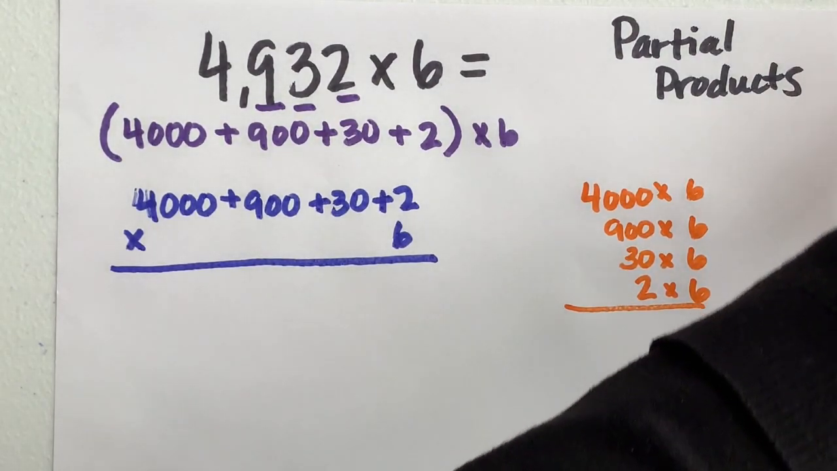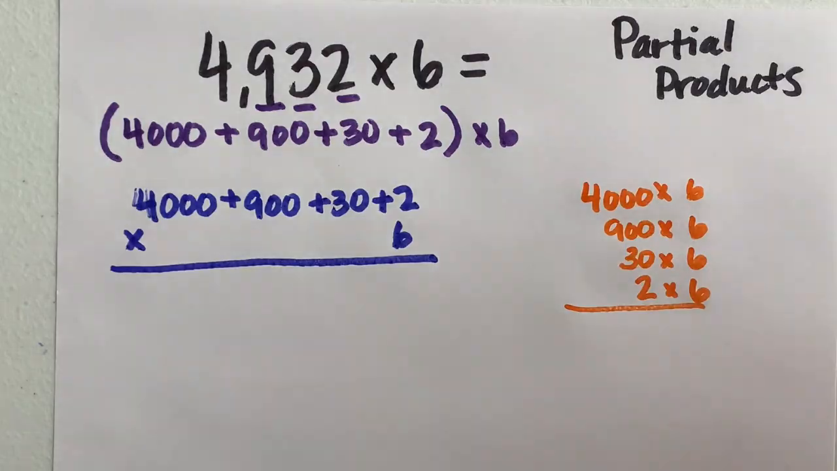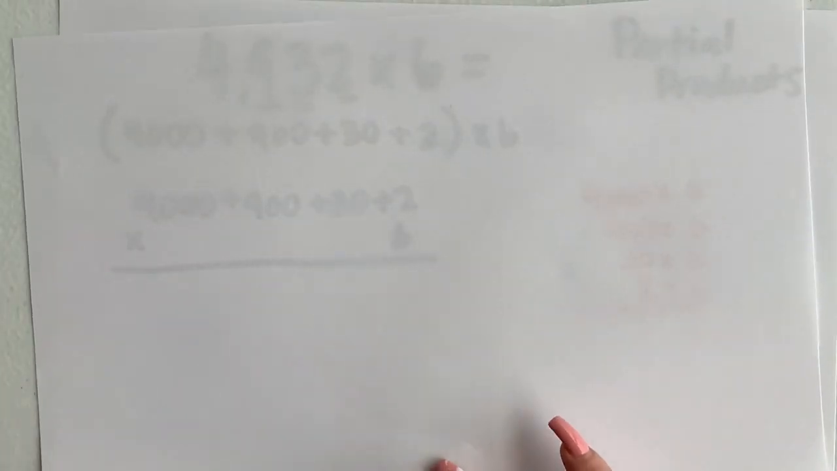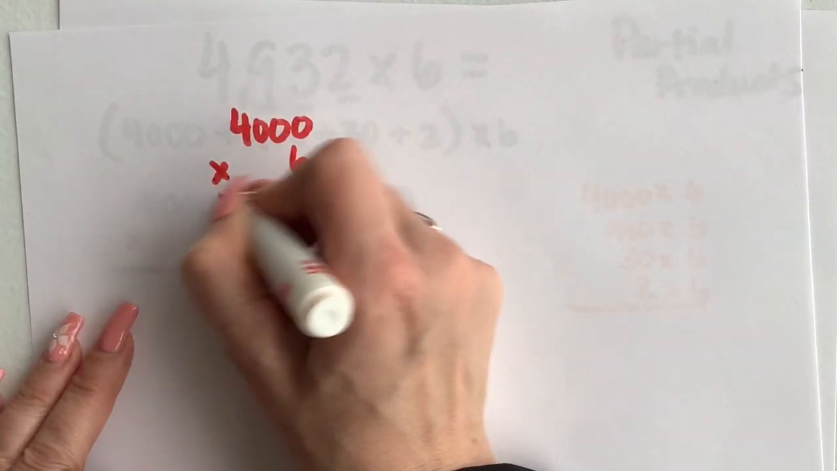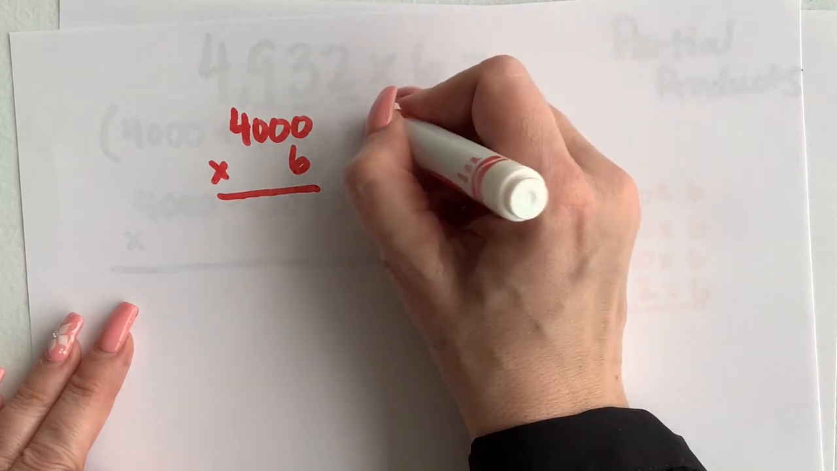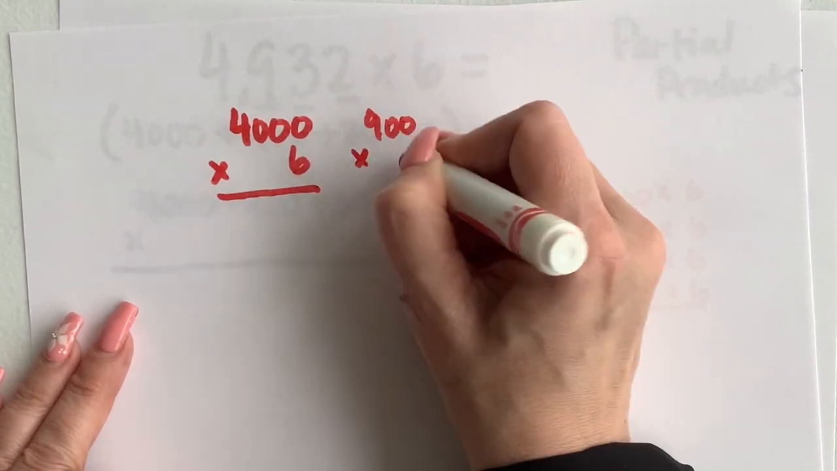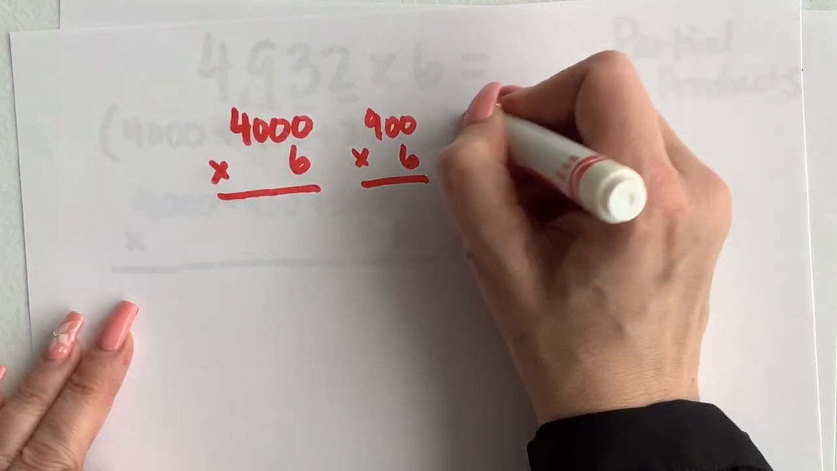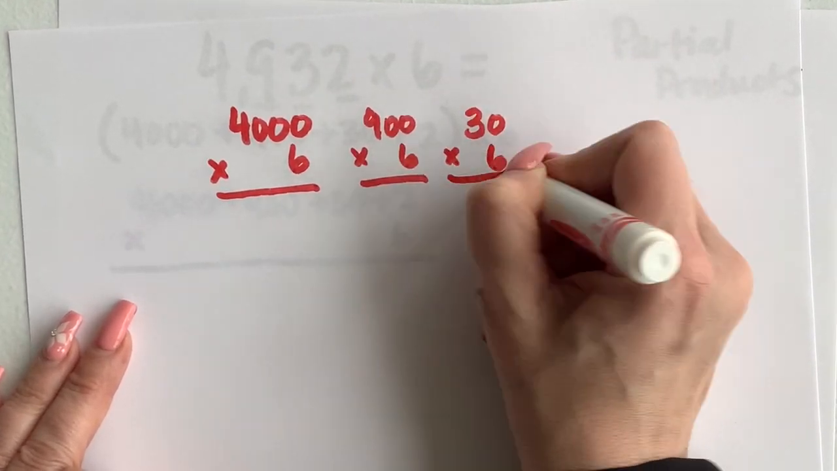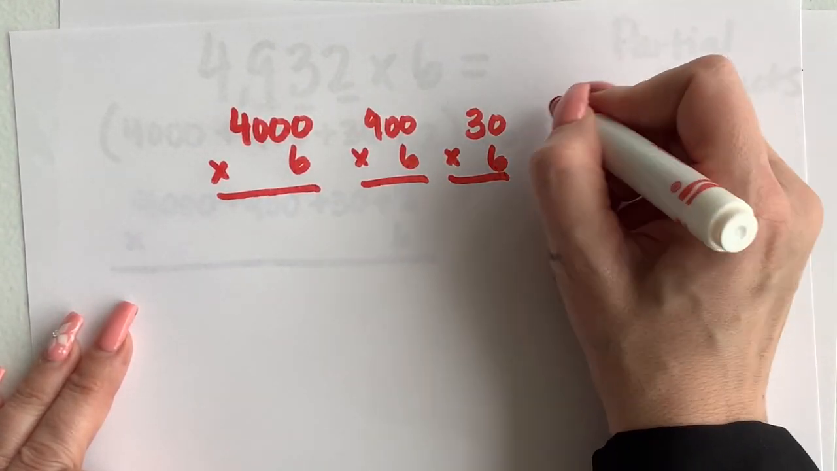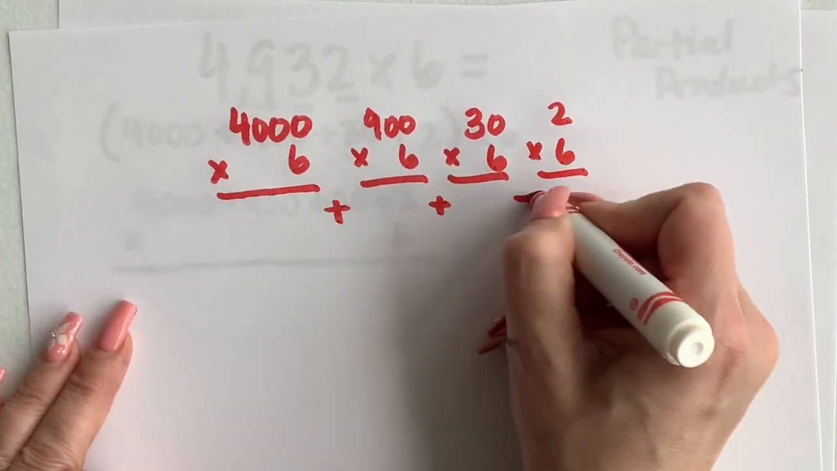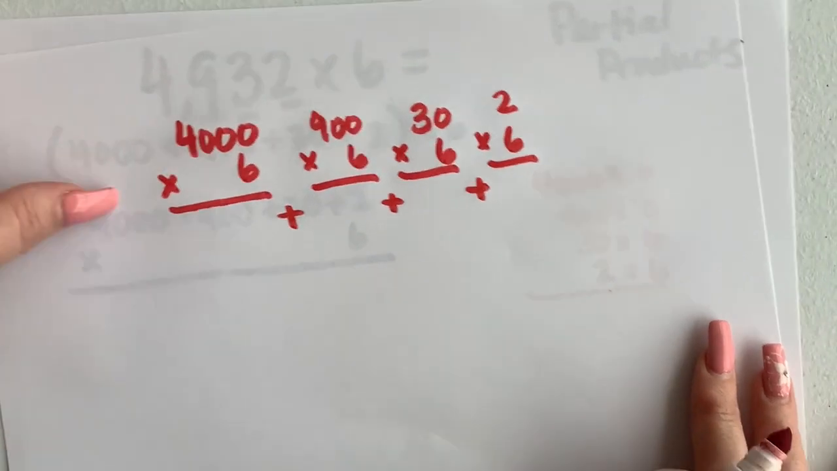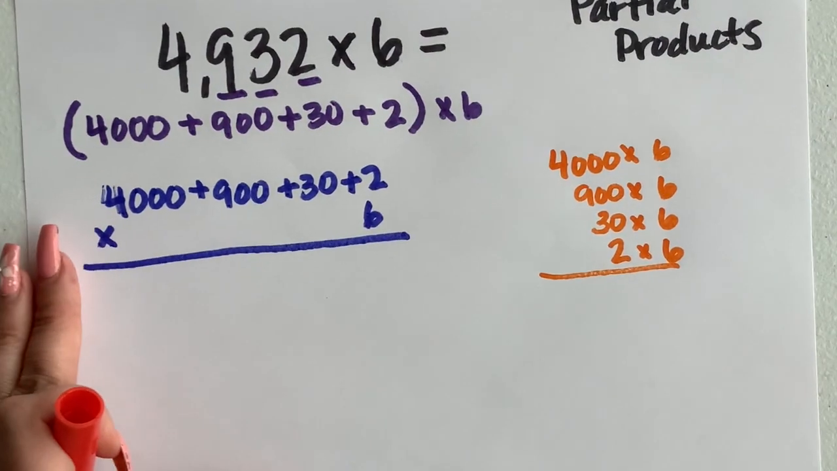If I want, I could also set up my partial product as 4,000 times 6, 900 times 6, 30 times 6, and 2 times 6. And then take all of my parts and add them together when I'm done. Any of these ways to set up are correct.